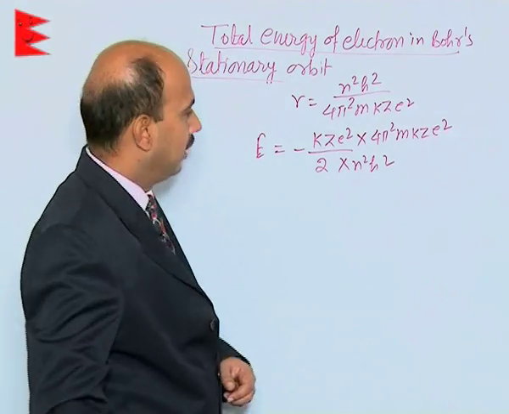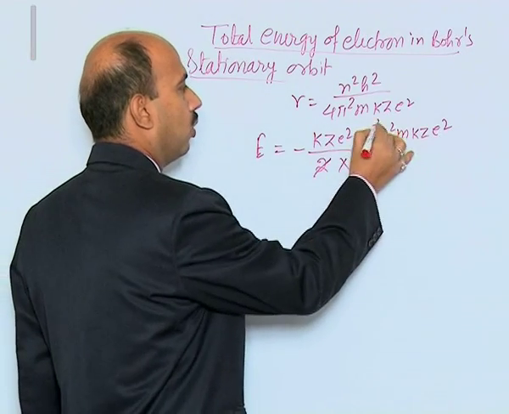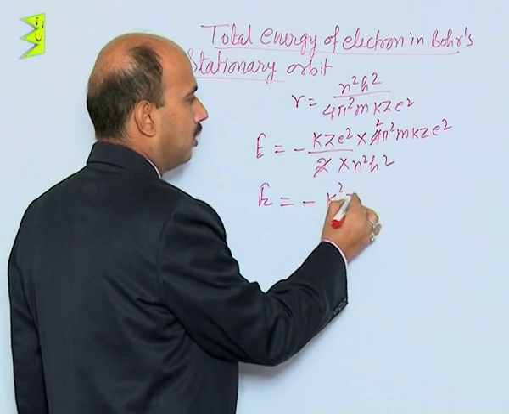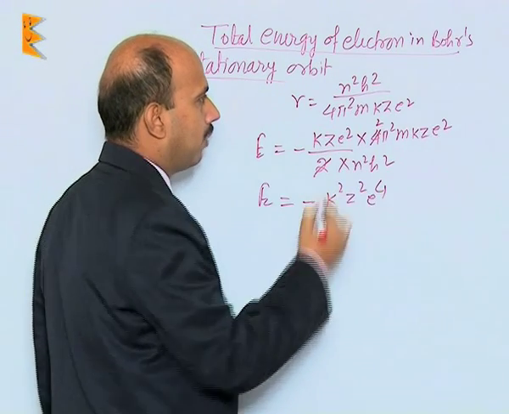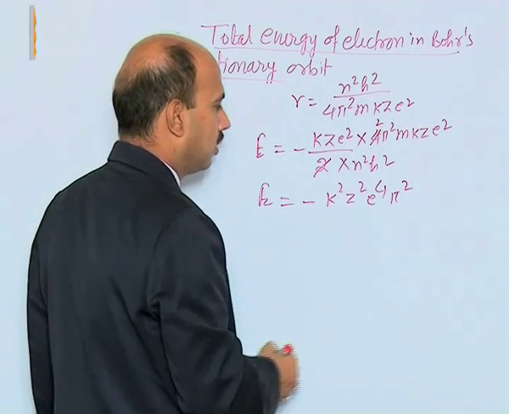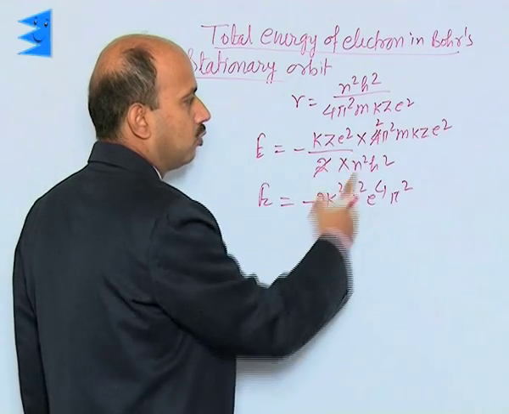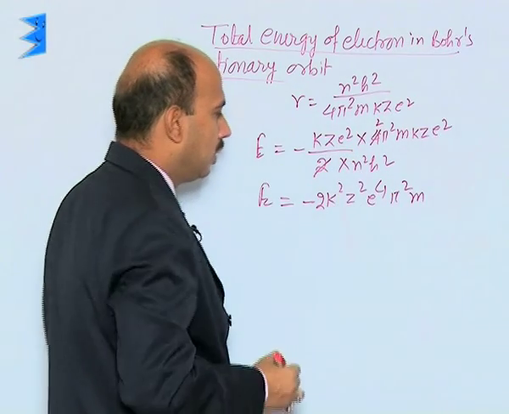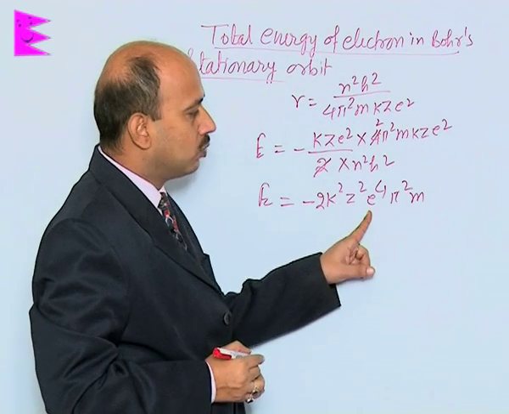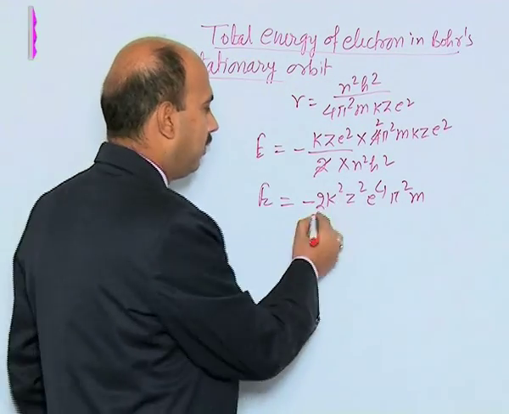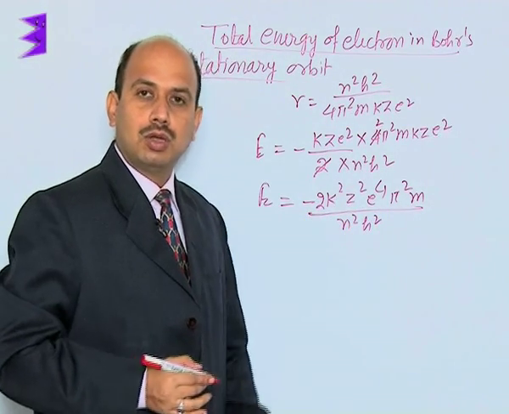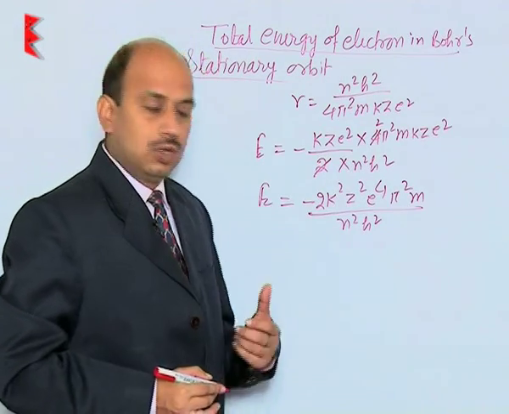Now we can solve it. Here this is 2. So we can write E is equal to minus 2 k square z square e raised to power 4 pi square m divided by n square h square. This is the total energy of the electron orbiting around the nucleus.